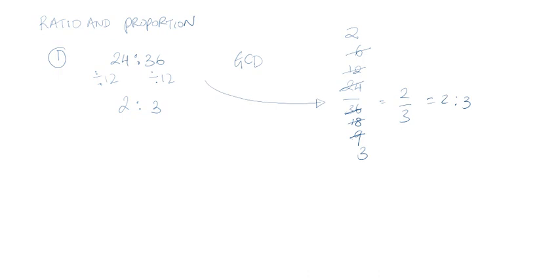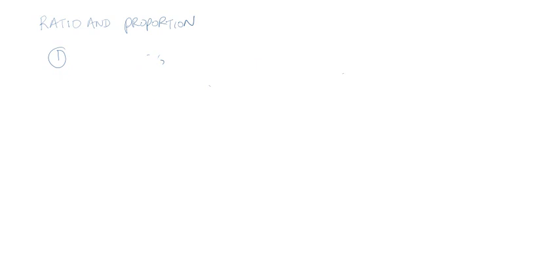The second skill you need to have is using ratio when you're dividing. So taking a quantity and then dividing in a given ratio. And I'm going to show you that in the second example. So let's say we have 50 liters of paint, and we need to actually divide that 50 liters of paint in the ratio 3:2.